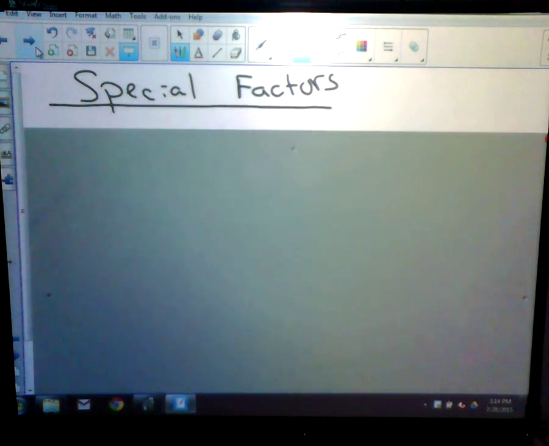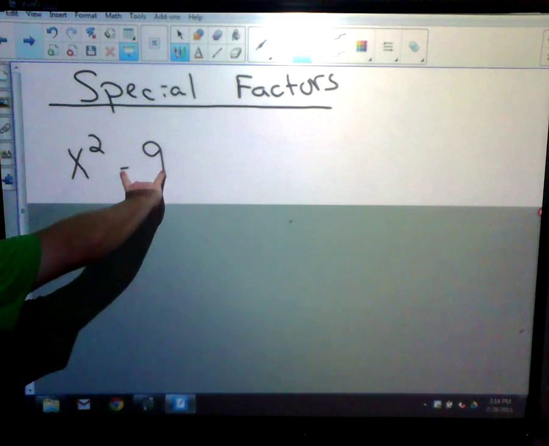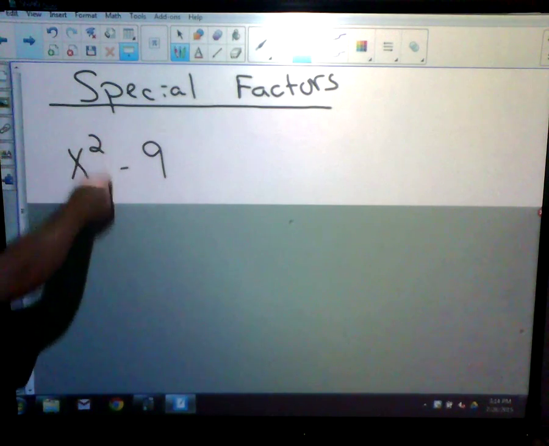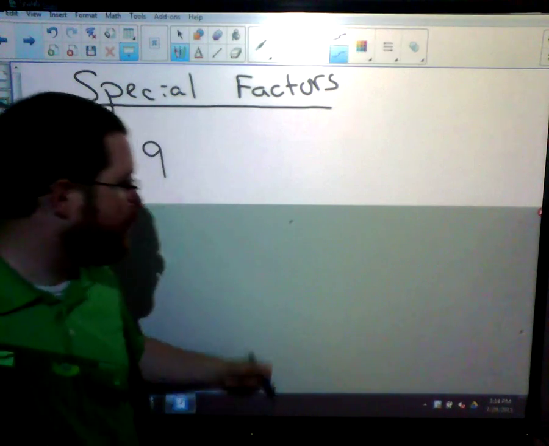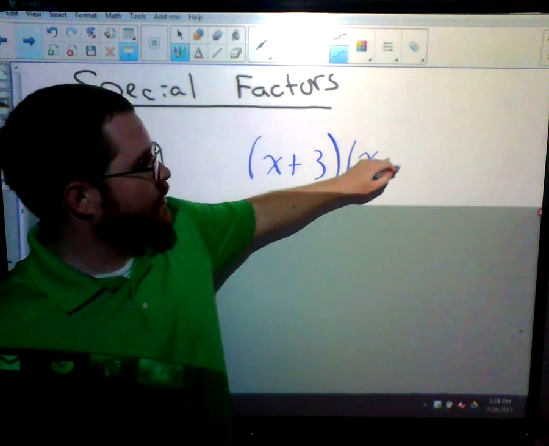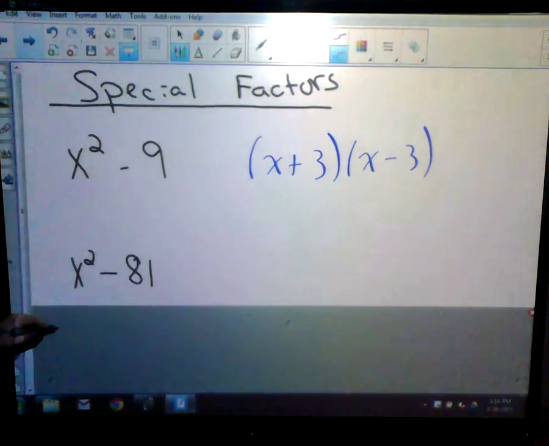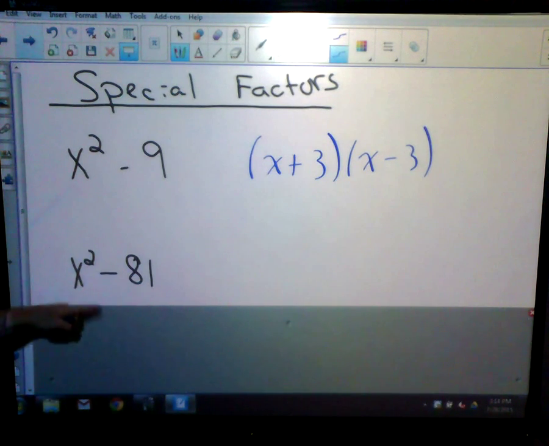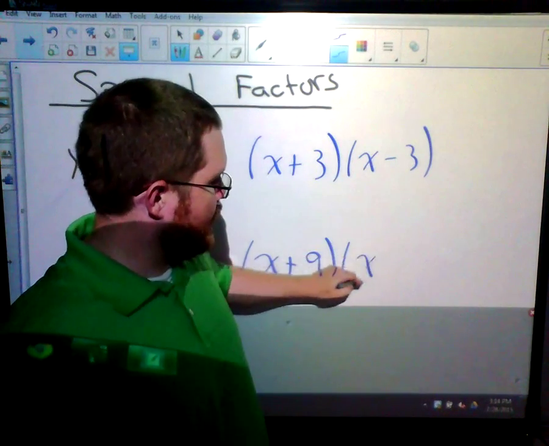What about some special factors? Let's take a look at this. I need 2 numbers that multiply to negative 9, but cancel out in the middle. What 2 numbers multiply to negative 9 but cancel each other out? 3 and negative 3. How about two numbers that multiply to negative 81 but cancel each other out in the middle? How about 9 and negative 9?